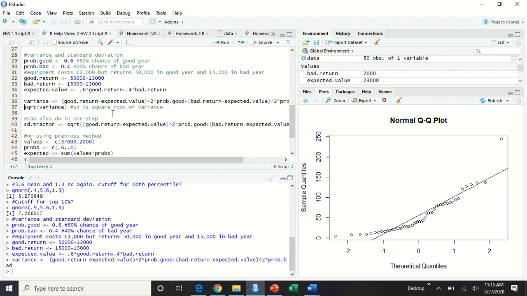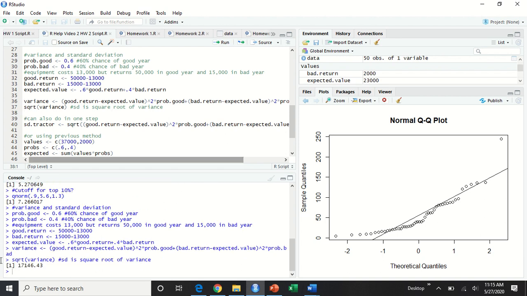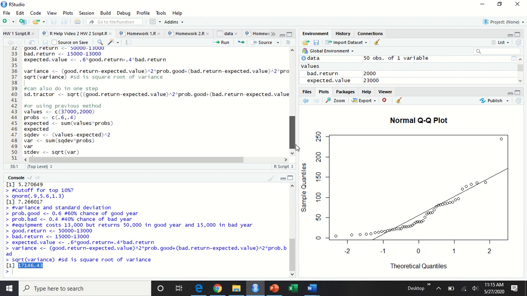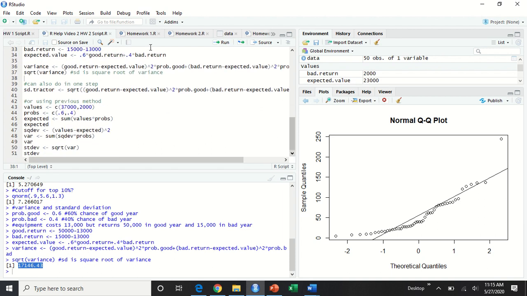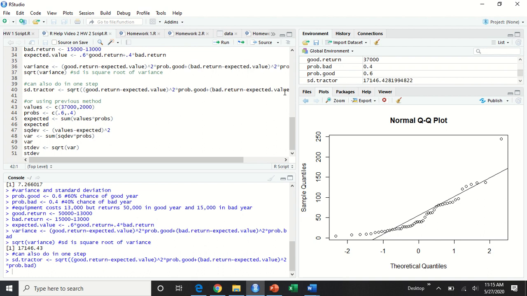Standard deviation is the square root of variance, so using square root of variance would get the standard deviation. However, an easier way to do this is to do it all in one step, putting square root instead of finding variance, and you can get the same standard deviation as above.